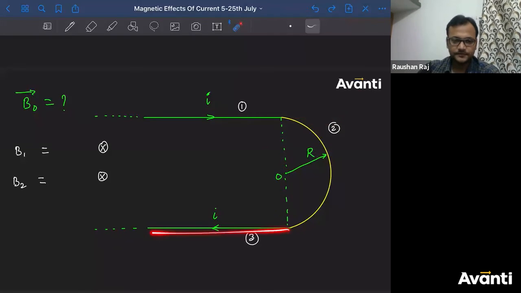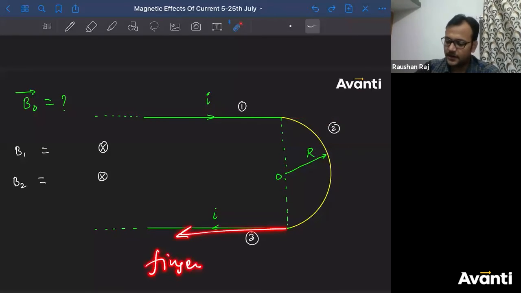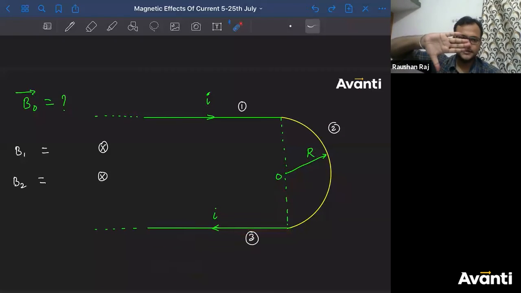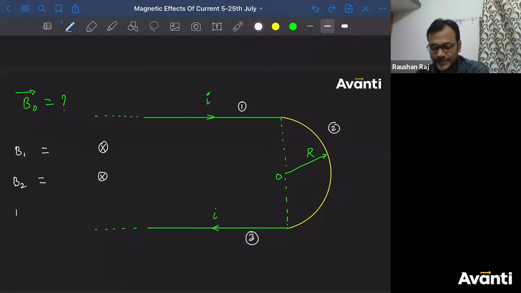What about this one? It should be the finger and the palm should be facing this side. Correct, like this. So where is the thumb? Downward, right? So B3 is also into the plane. So because of all those elements, what direction did we get? Into the plane. Correct? Because of this into, because of this into, because of this into.